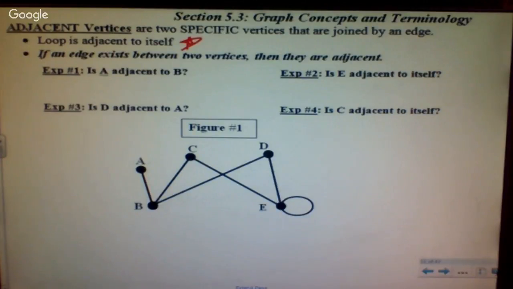So if you look at the picture, is A adjacent to B? Yes. There is a line that connects the 2. This is a yes. Number 2 on the right, it says, is E adjacent to itself? Yes, there is a loop that comes off of E. Is D adjacent to A? No, there's no line that connects the 2. And finally, is C adjacent to itself? No. Question.